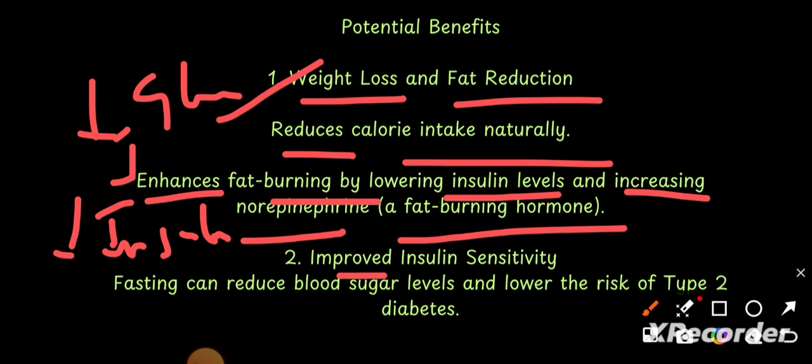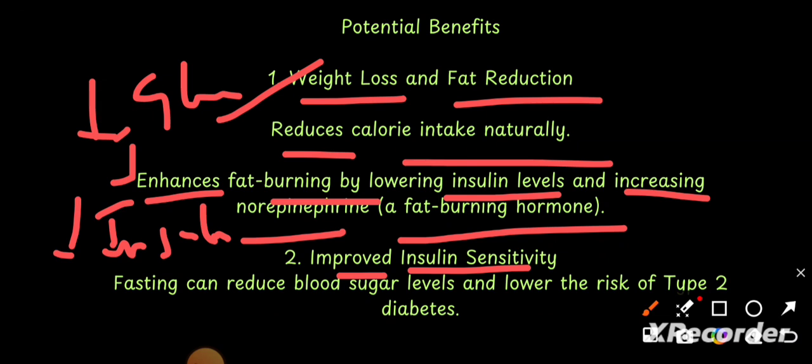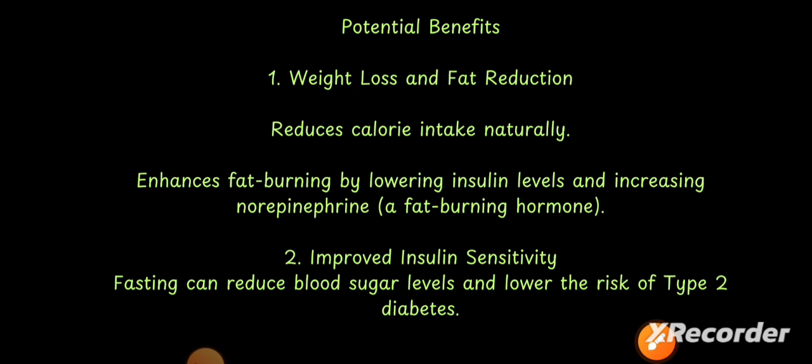It also improves the insulin sensitivity, because nowadays many people are diabetic. Type 2 diabetes is mainly due to insulin resistance. It means insulin is produced by their body, but the cells are resistant to taking the insulin inside the body. So because of this insulin resistance, most of the people are turning into type 2 diabetic. By doing intermittent fasting, fasting can reduce your blood sugar levels and it also tries to reduce the risk of type 2 diabetes. So the first potential benefit is weight loss and fat reduction, and the second benefit is improving your insulin sensitivity.